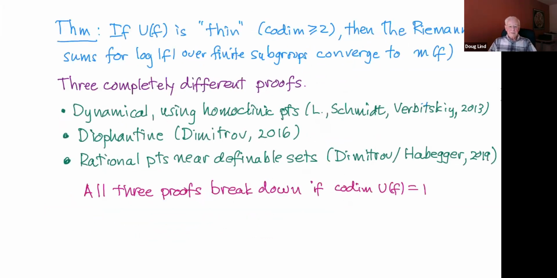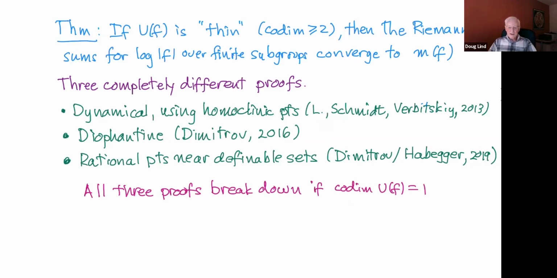So here's the theorem. The theorem is that if the unitary variety is thin, then the Riemann sums over all finite subgroups converge to the Mahler measure of F. And what's really interesting is that there are three completely different proofs of this theorem.